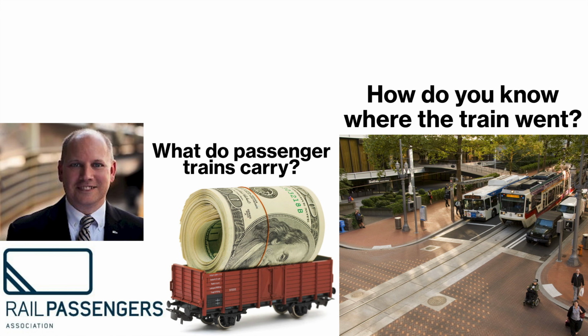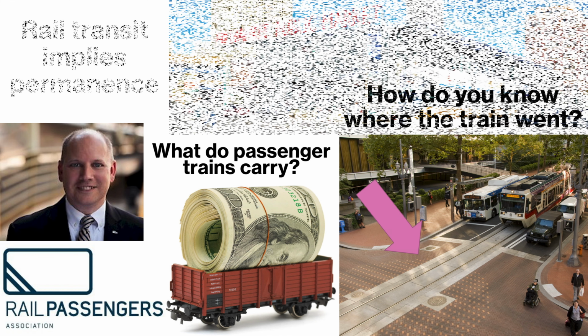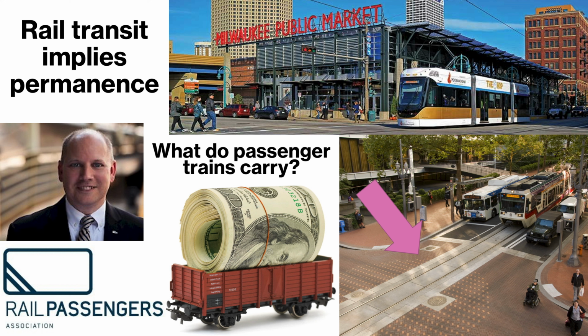Here's the joke. How do you know where the train went? It left tracks. So from a developer's perspective, both of these things work together, meaning that rail transit implies permanence. Yes, buses can be rerouted as a city changes, but that's not necessarily a good thing, because if you buy a piece of property that has a bus stop, there's nothing saying that that bus stop will always be there, and you might lose a very important source of foot traffic at some point in the future.